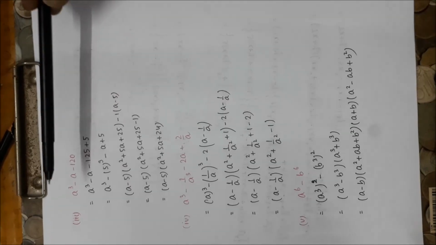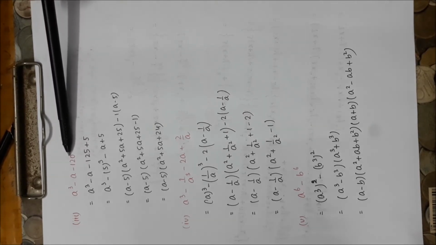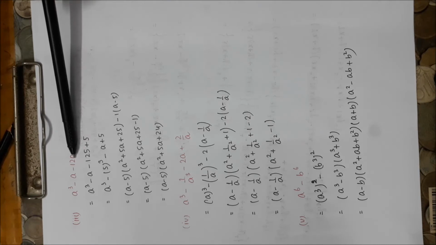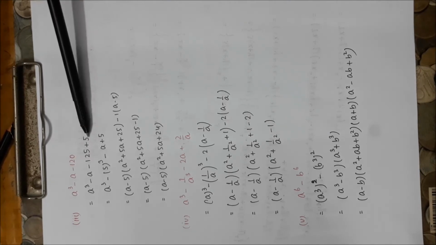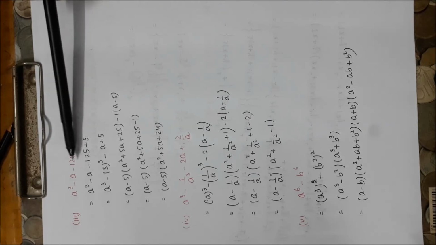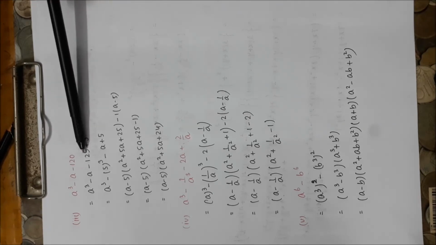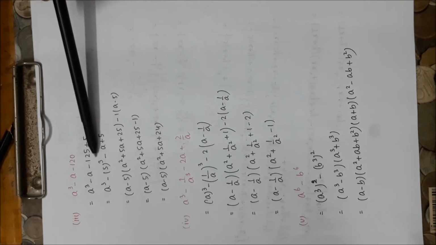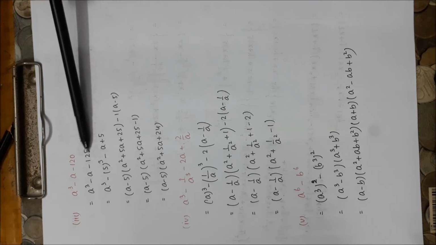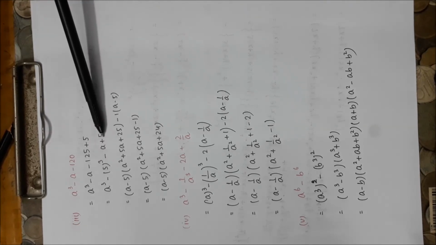Moving into the next problem, a cube minus a minus 120. So minus 120 we are writing as minus 125 plus 5. The simple reason is 120 is not a perfect cube of any number, so the nearest cube is 125. Now a cube minus 125, 125 we are writing as 5 cube, minus a plus 5.